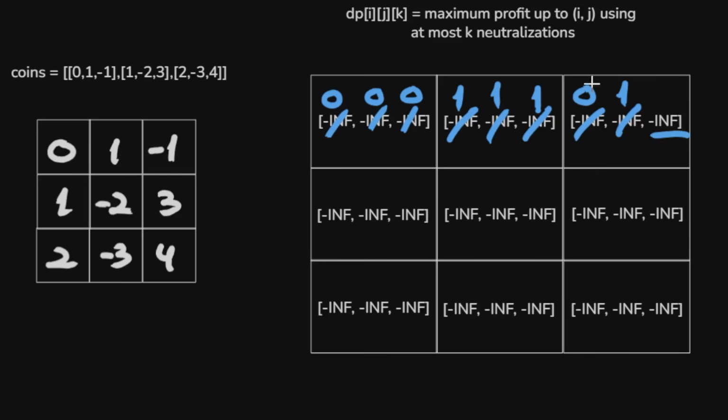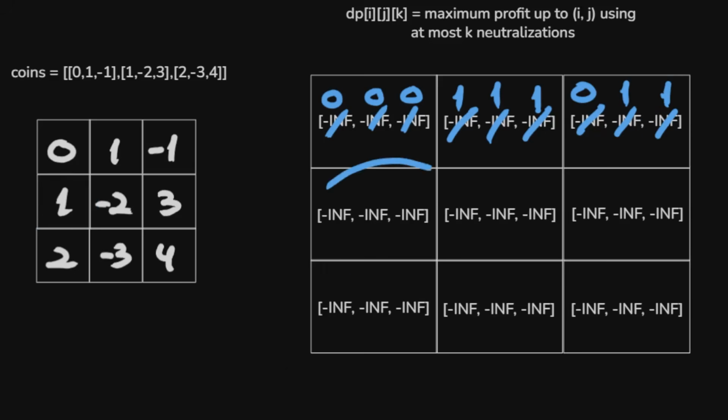Now, what if we have at most 2 available neutralizations? If we actually use this new neutralization, we can take the previous accumulated number at the current index minus 1, so we are looking at this value, and we add 0 because we are using the neutralization. 1 plus 0 is 1, and if we don't use the current neutralization, we can take the previous accumulated number at the same index, this is 1, and we add minus 1. 1 plus minus 1 is 0, the maximum between 1, 0 and minus infinity is 1, so this is 1.